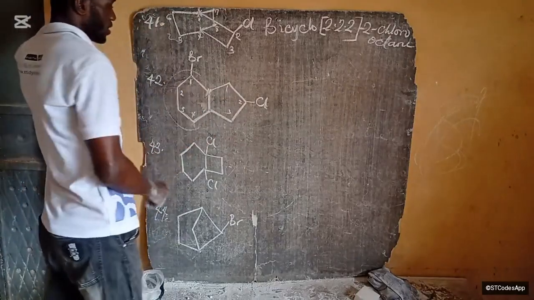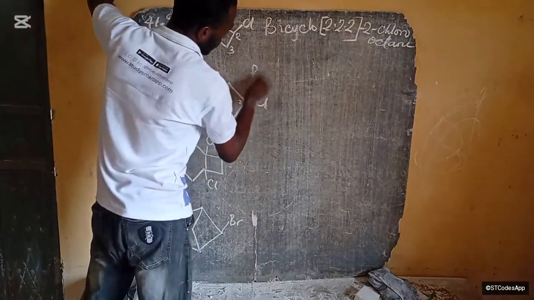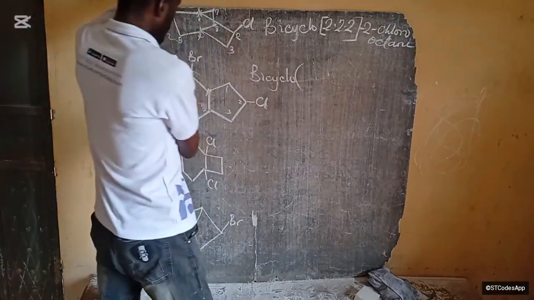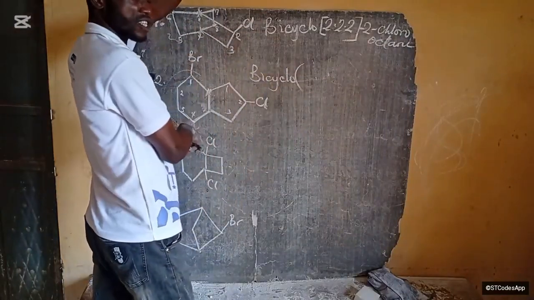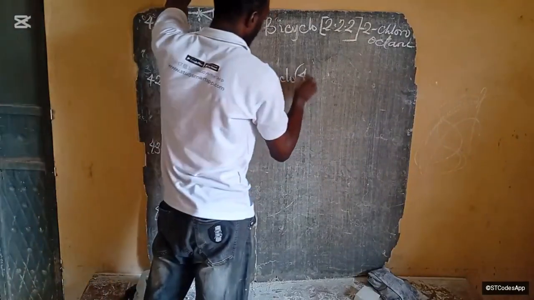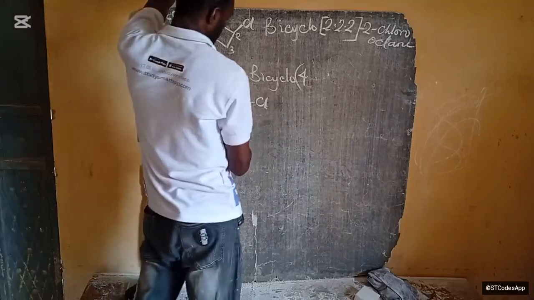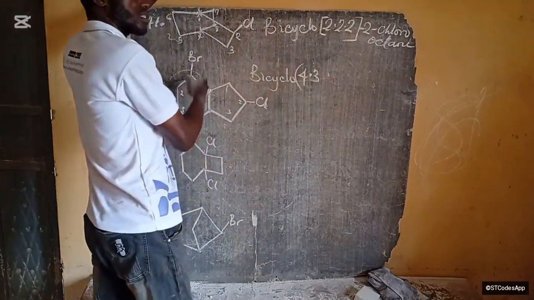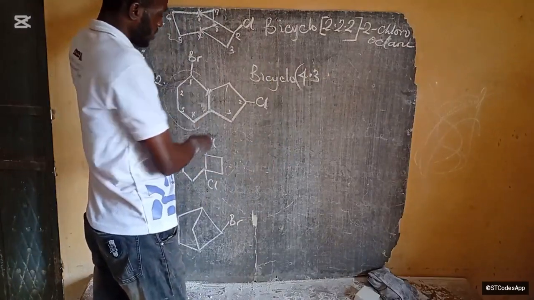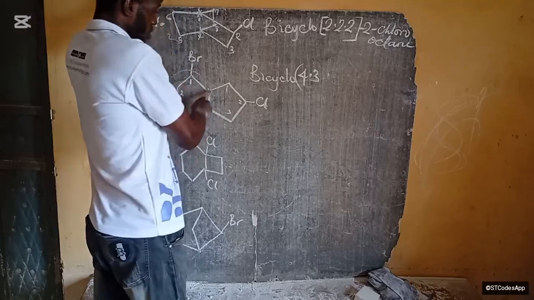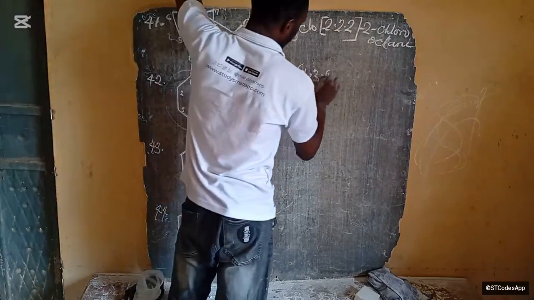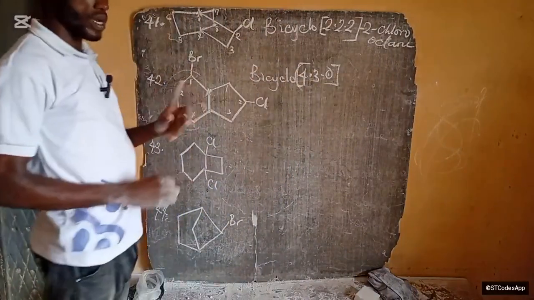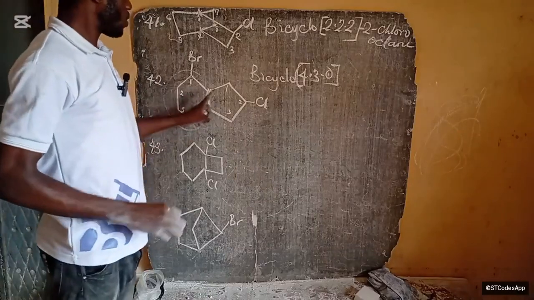So 4 carbons here. We're going to have bicyclo, that's what we always start with, then we open a bracket. How many carbons are in this ring? 4. How many on this one? 1, 2, 3. Now, across the bridgehead, how many carbons do we have? None. So that would be 0. 4, 3, 0. Square bracket. Now this one is substituted.